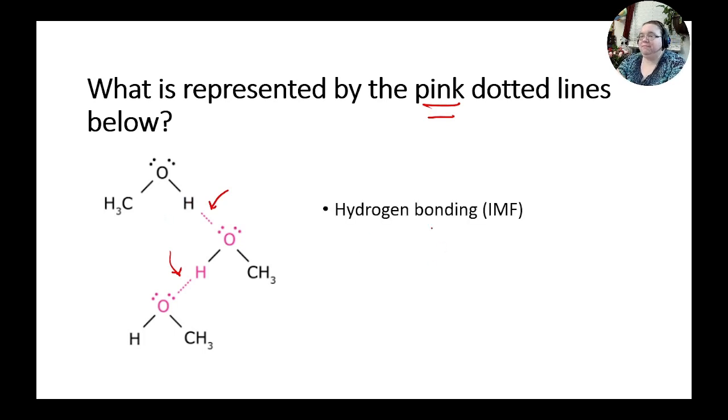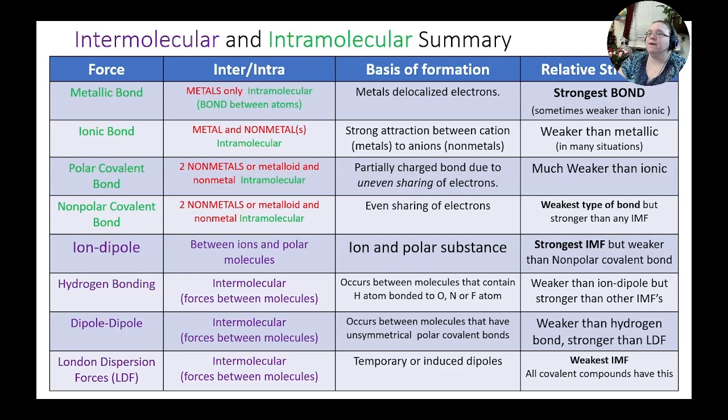So if I had something else there, maybe instead of an H, I had F's. It's not a hydrogen bond. It's trying to illustrate a dipole-dipole. But it's still an IMF because it's a dotted line. It is an attraction between molecules, not things between elements. It's not a bond.